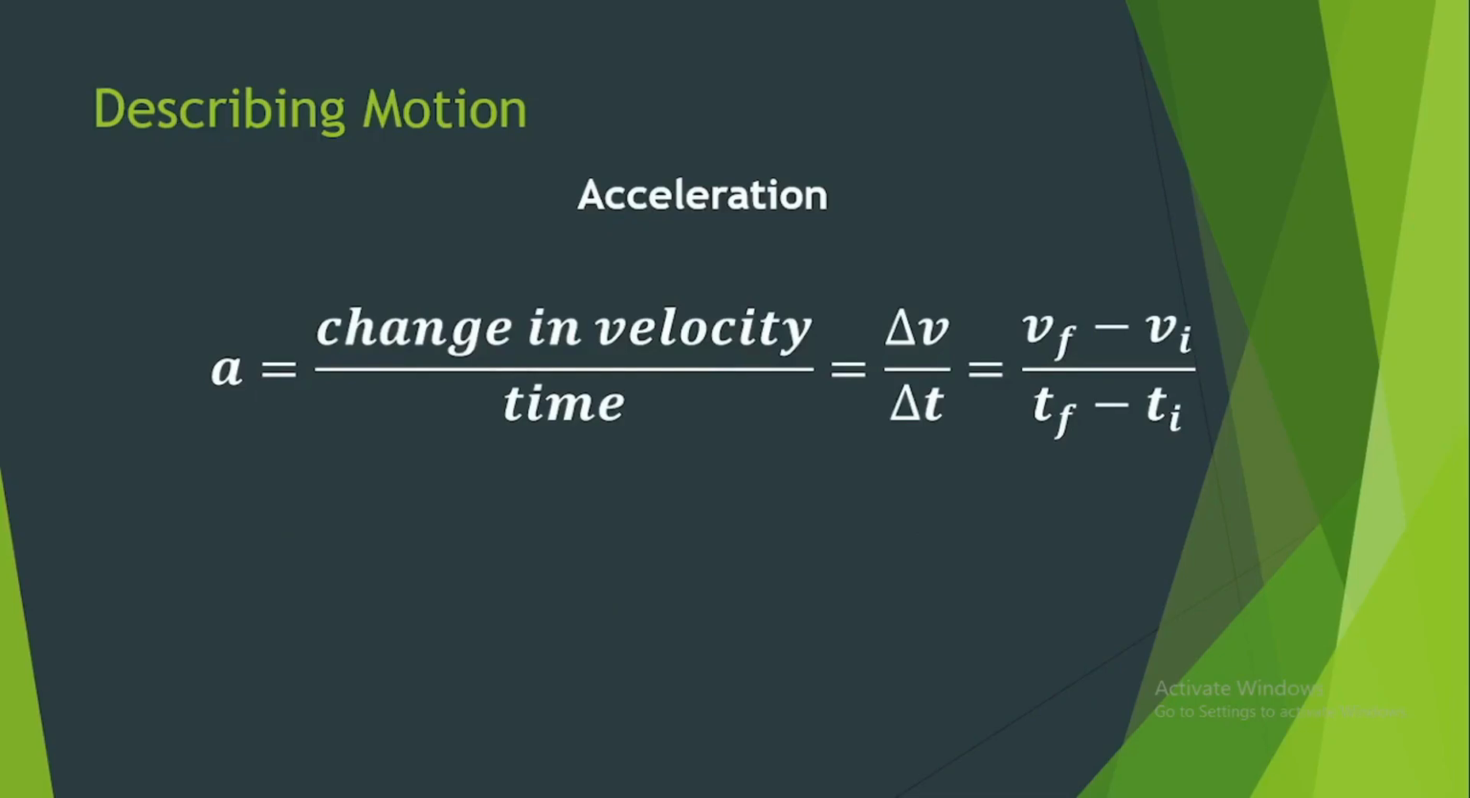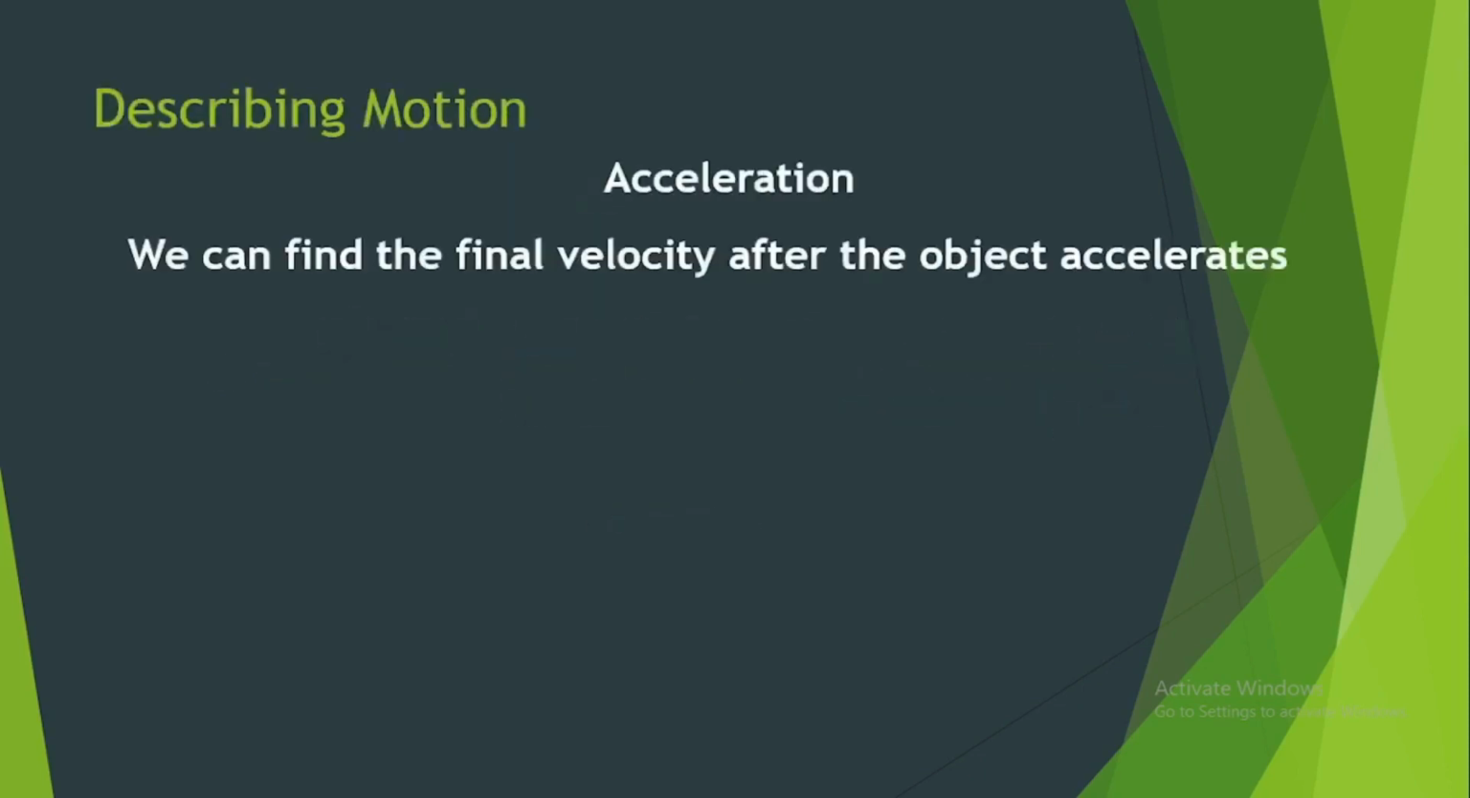Acceleration, denoted by lowercase a, is a vector quantity and is equal to delta v all over delta t. This is also equal to final velocity minus initial velocity all over final time minus initial time. This is our equation 5. From equation 5, we can try to find the final velocity after the object has undergone acceleration.